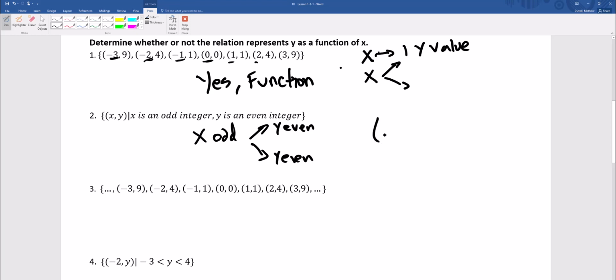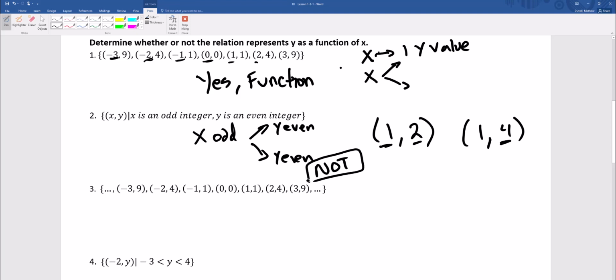So I could say 1. 1 is odd. That could be mapped to 2, which is an even integer. And I could say 1 is mapped to 4, which is an even integer. Well, 1 is mapped to both 2 and 4 in this hypothetical example. So therefore, this is not a function.